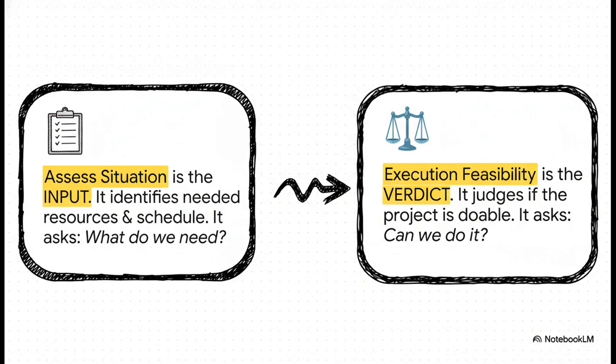Assess situation is like making your shopping list. It asks, what do we need? You list out the people, the skills, the budget, the time. Then, later on, execution feasibility, which is part of the go-no-go decision, is like checking your wallet before you go to the store. It looks at that list and asks, okay, can we actually afford all this? Can we really do it? One is the input, the other is the verdict.